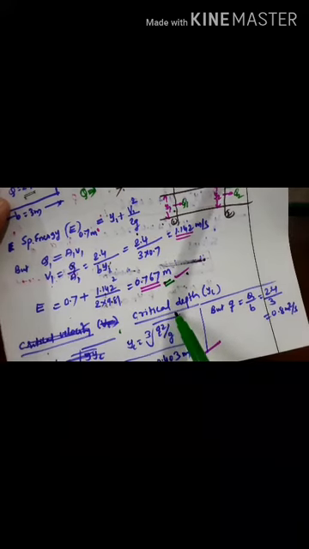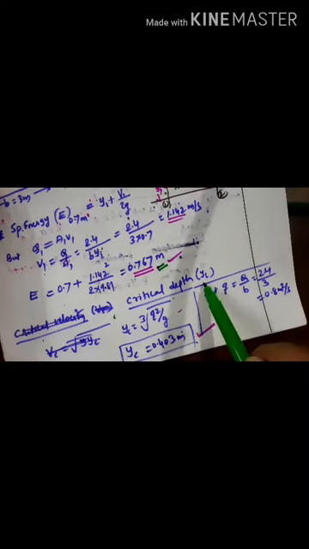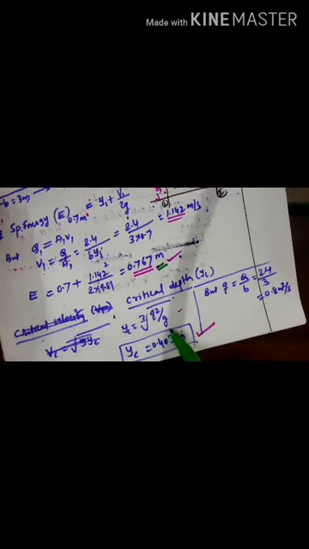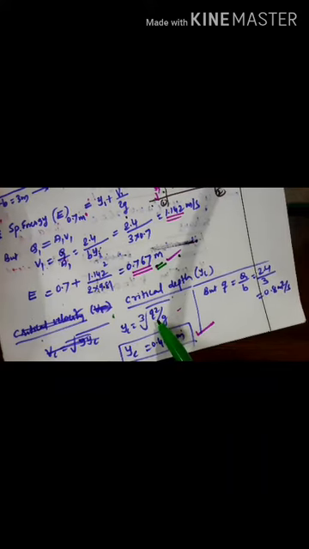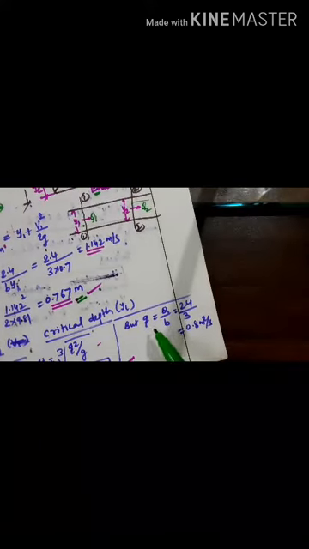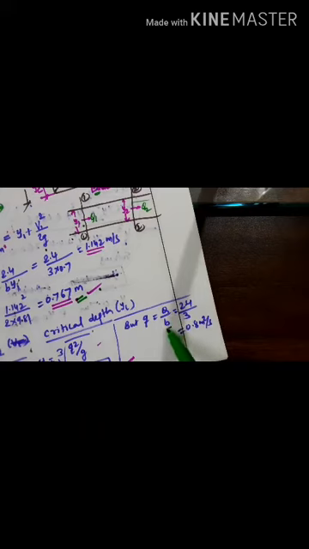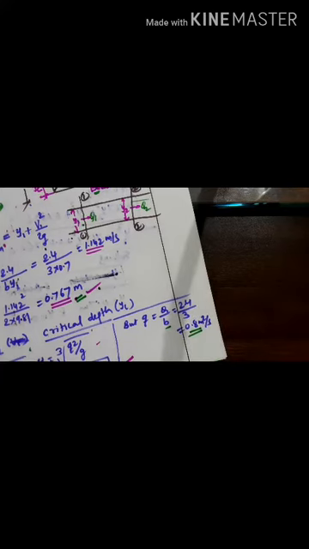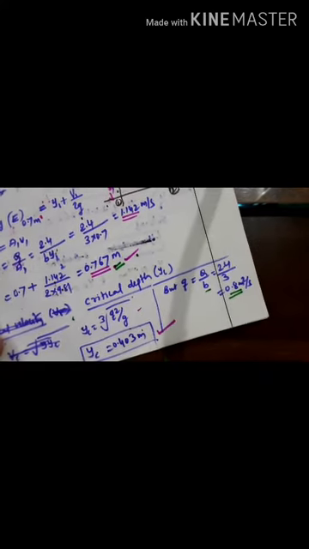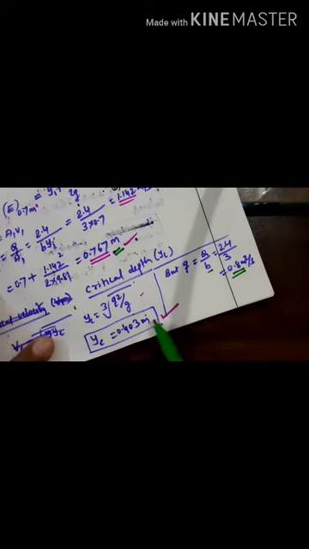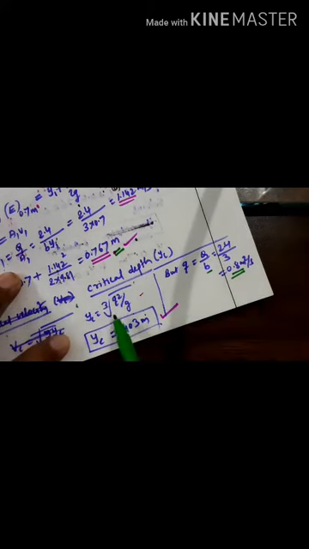Then calculate the critical depth. We know the formula: yc equals the cube root of q squared by g. What does small q represent? Small q is the discharge per unit width, that is 2.4 by 3, which gives 0.8 meter square per second. Then yc can be easily calculated by substituting small q back here.